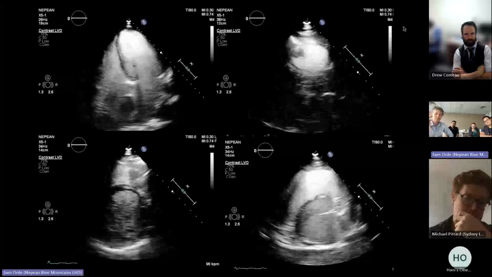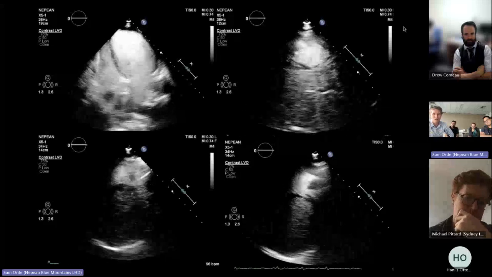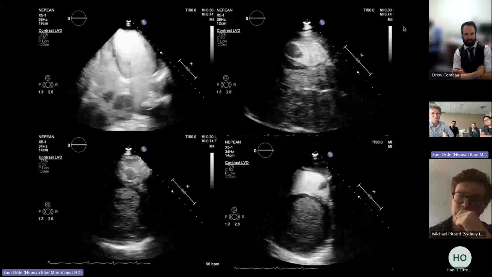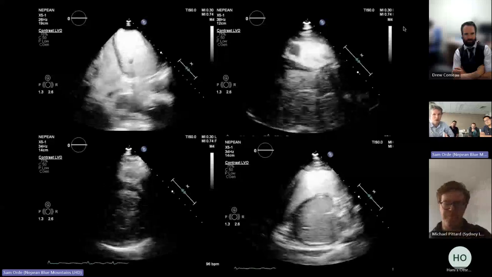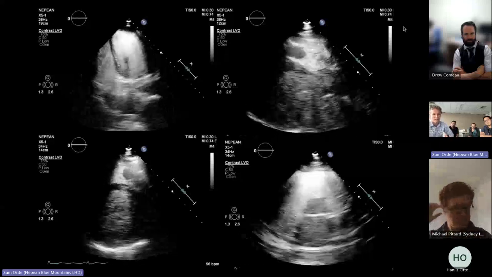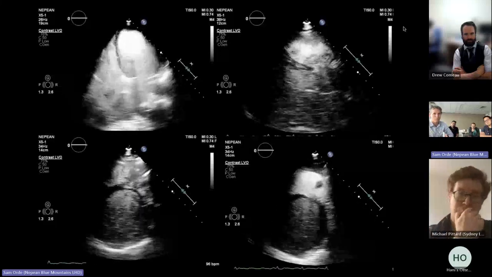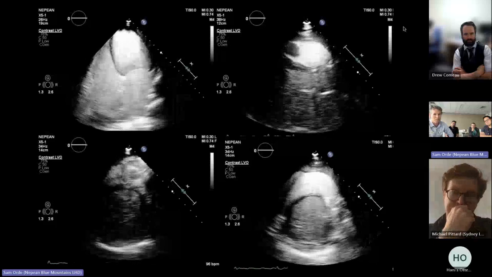But again, it was a really nice, elegant demonstration, I think, of using contrast to look at not just LV opacification, but RV opacification and RA opacification. It just takes a little bit more nuanced imaging, but really nice images.